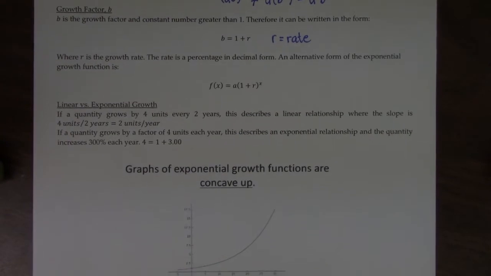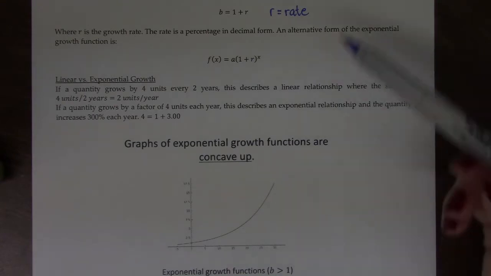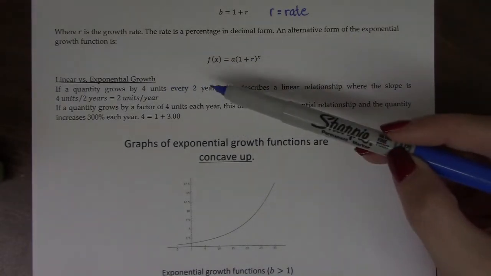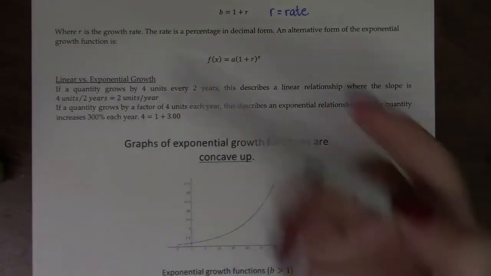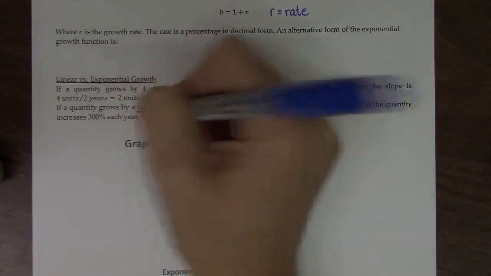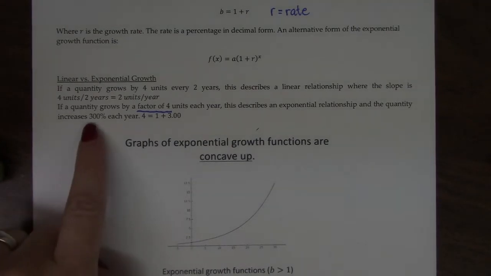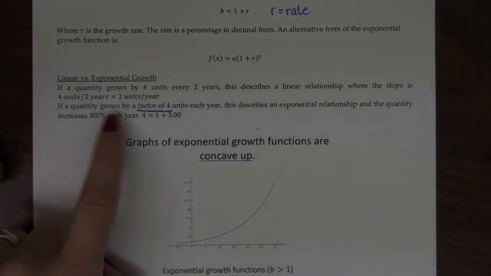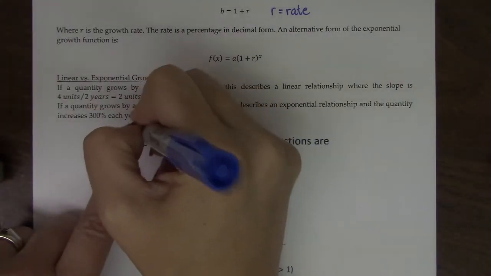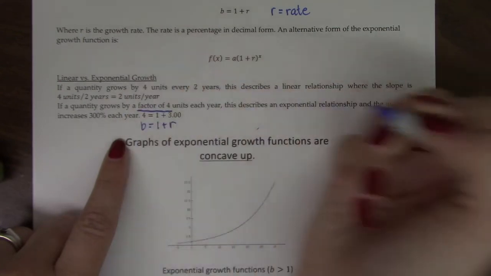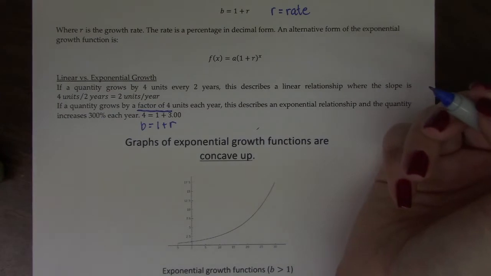Linear versus exponential growth: if a quantity grows by 4 units every 2 years, this is a linear relationship. We're describing the change in y over the change in x, so 4 divided by 2 would be 2 units a year. However, if a quantity grows by a factor of 4 every year, then we're describing an exponential relationship, and the quantity is increasing 300% per year. So the factor b, or 4, is equal to 1 plus the rate. Notice that the rate is in decimal form, so 300% is written as the number 3.